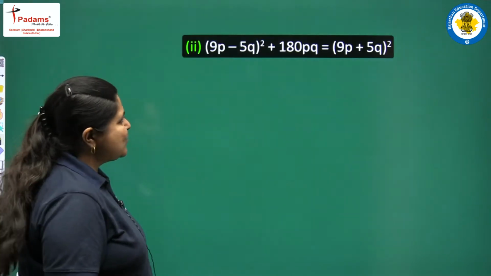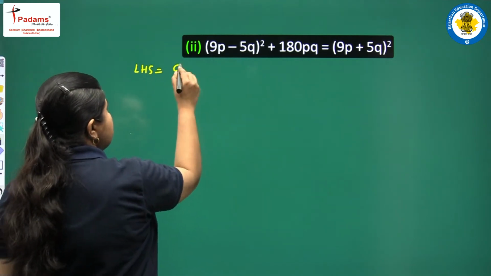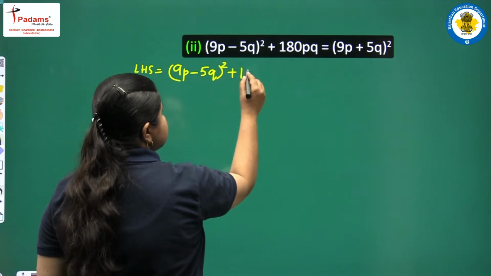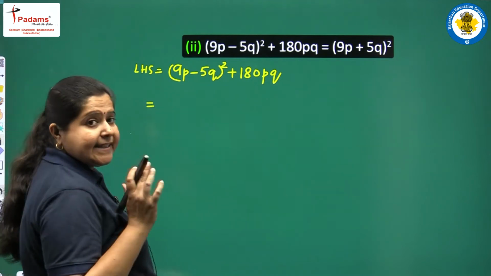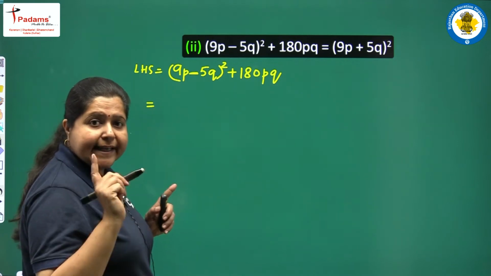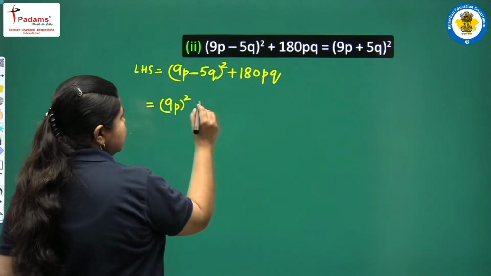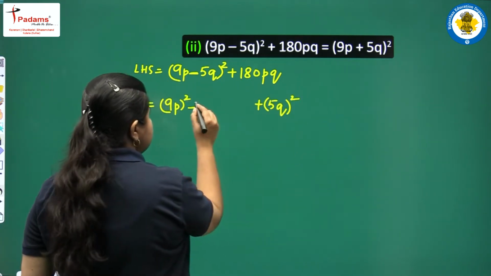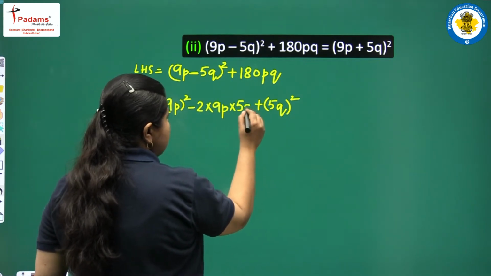गेटिंग इट? नेक्स्ट वी हैव दिस वन. अगेन वी विल टेक द LHS सेपरेटली. 9p minus 5q whole square plus 180pq. सिंप्लीफाई. यहाँ आप देखेंगे सेकेंड आइडेंटिटी अप्लाई हो रही है. वी हैव अ माइनस इन द सेंटर एंड देन होल स्क्वेयर. सो द सेकेंड आइडेंटिटी विल बी अप्लाइड हियर. फर्स्ट टर्म स्क्वेयर प्लस सेकेंड टर्म स्क्वेयर, and multiply both of them by 2 with a minus sign here.